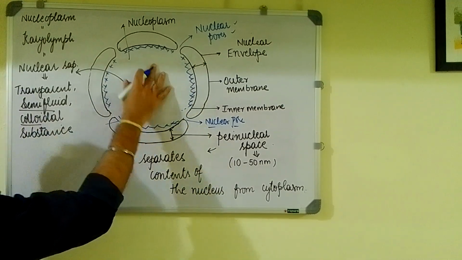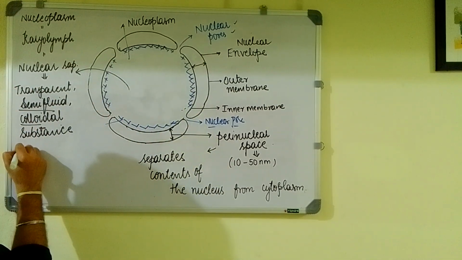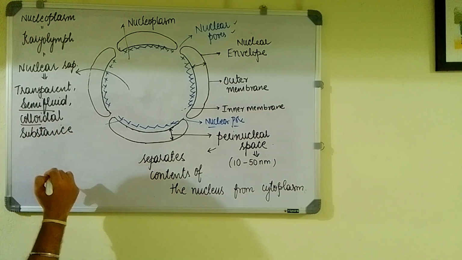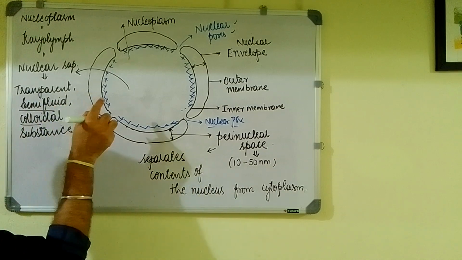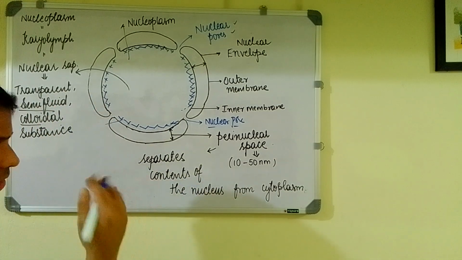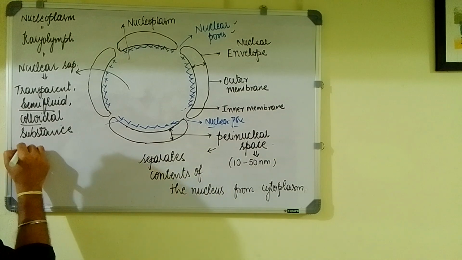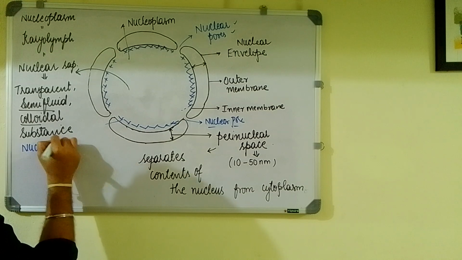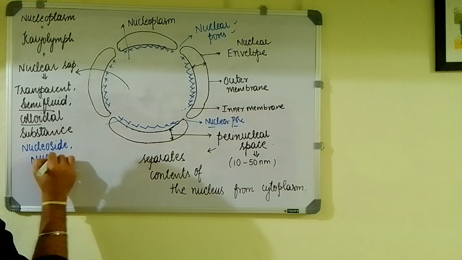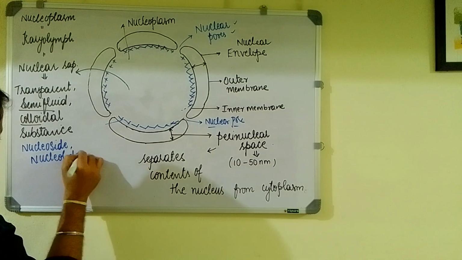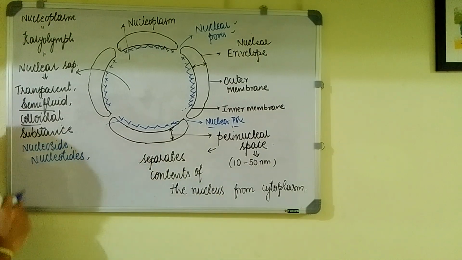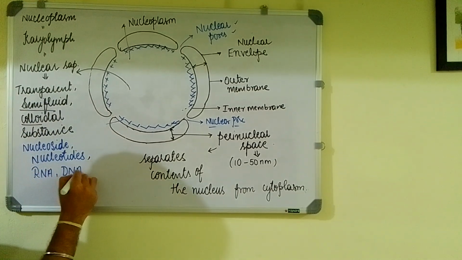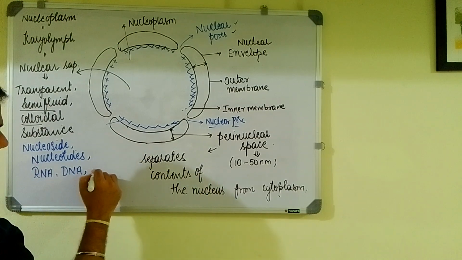In this nucleoplasm, you are going to have a bit of chromatin, as I have already told you. Along with chromatin, you also have your nucleolus, which we have already discussed. Along with that, you have a lot of nucleosides. We have learnt in biomolecules what a nucleoside is. Along with this, nucleotides are present. The difference between nucleoside and nucleotide we have already seen in biomolecules. Along with this, RNA is present. Of course, DNA is present, the genetic material.